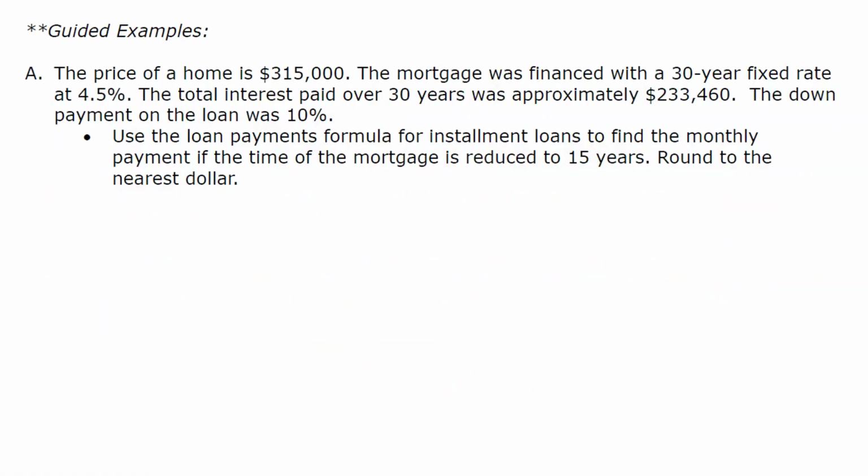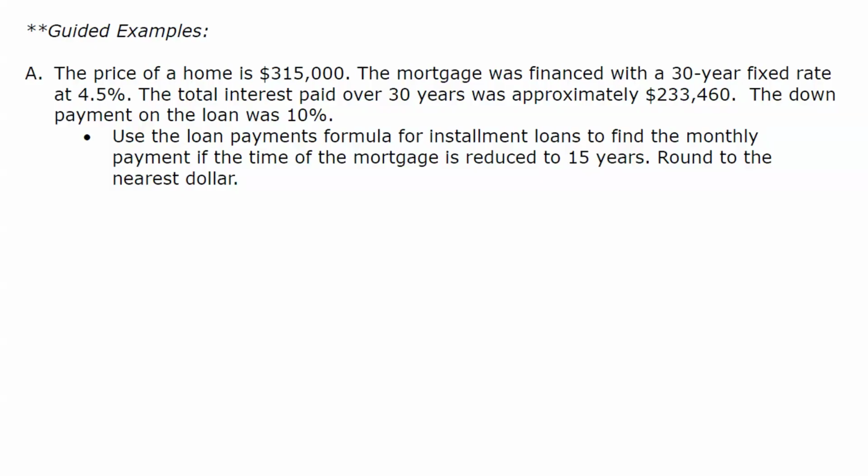For our first example, the price of a home is $315,000. The mortgage was financed with a 30-year fixed rate at 4.5%. The total interest paid over 30 years was approximately $233,460. The down payment on the loan was 10%. We need to use the loan payment formula for installment loans to find the monthly payment if the time of the mortgage is reduced to 15 years, rounded to the nearest dollar.